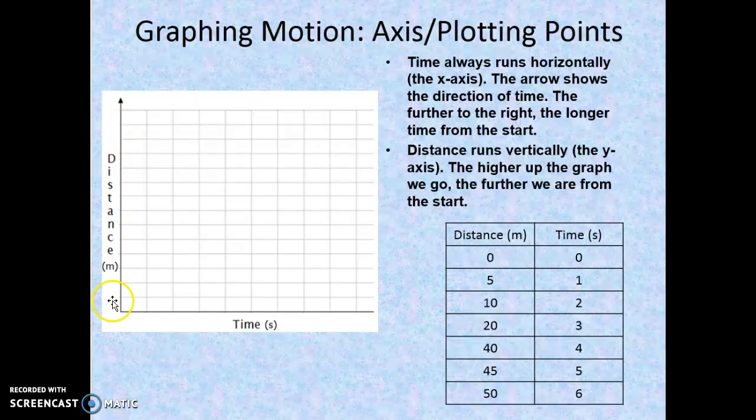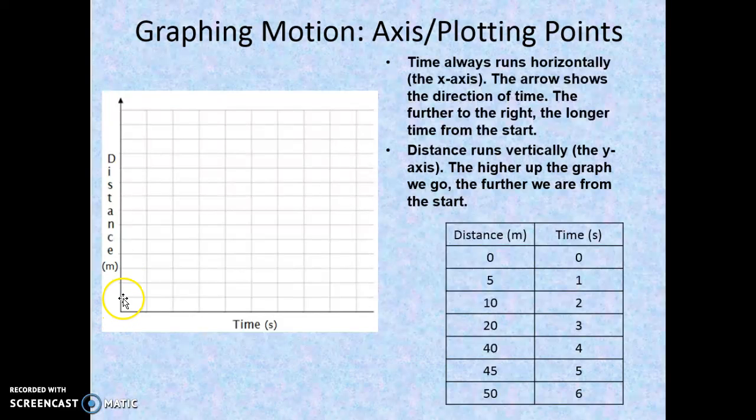Once I have my axes labeled, I want to make sure that I put my scales on each of the axes. Now, a lot of people just put the numbers directly the way that they come here, so they would put 0, 5, 10, 20, 40, 45, 50. That's not correct. You can see here that they're not increasing by the same amount every second that passes, and that's what we're going to be looking at, what's happening, but you need to make sure when you put it on your scale that they are increasing in increments that make sense.